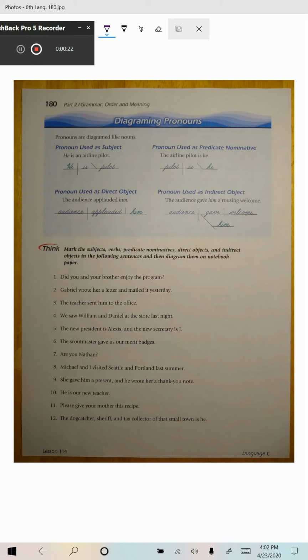no different than diagramming the nouns. So pronouns can take the place of a noun. Instead of saying Gabe, I can say he. Remember I told you that in last week's lessons.